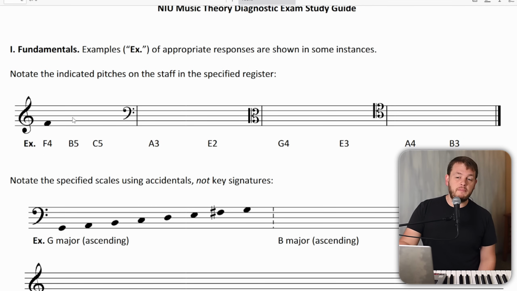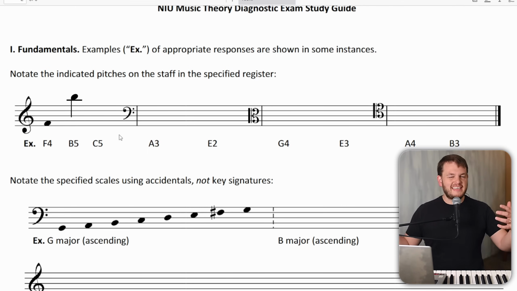B5 then would not be the B right above that, but it would be the B2 above that because F up to B, then you have to add another octave for the B5. And then the C5 though, will be the C lower than that because, once again, the numbers start over on C. So C5 is actually lower than B5.